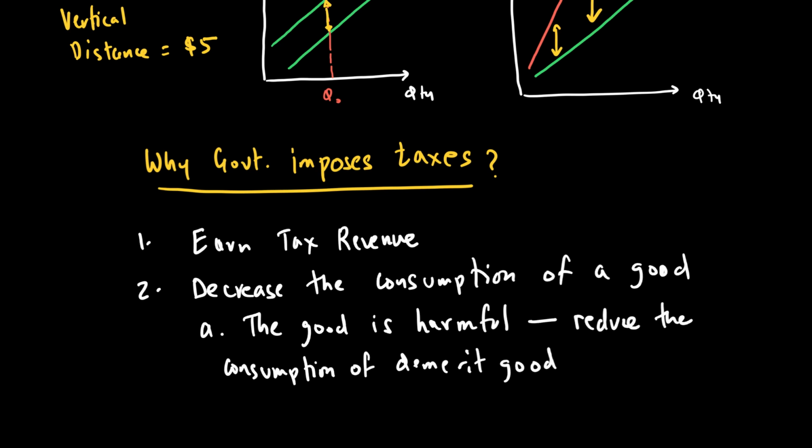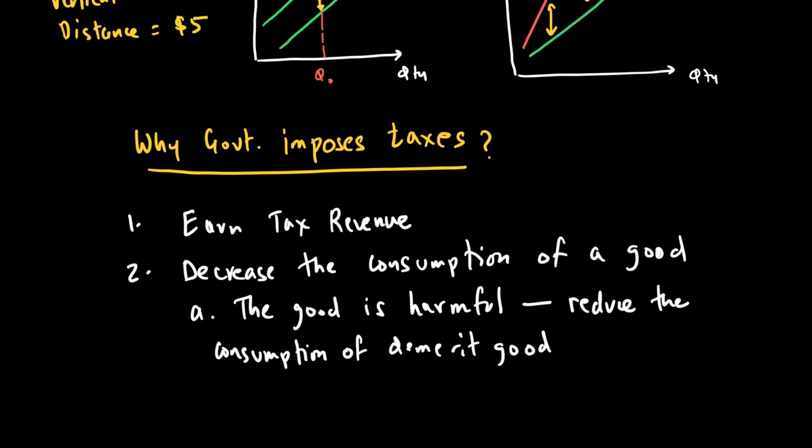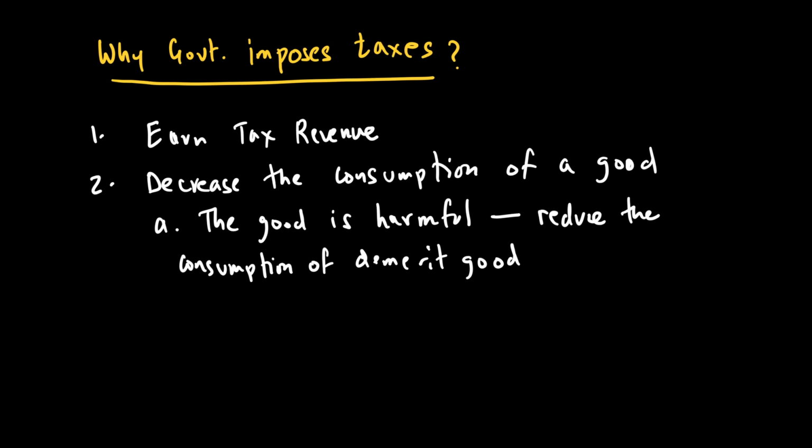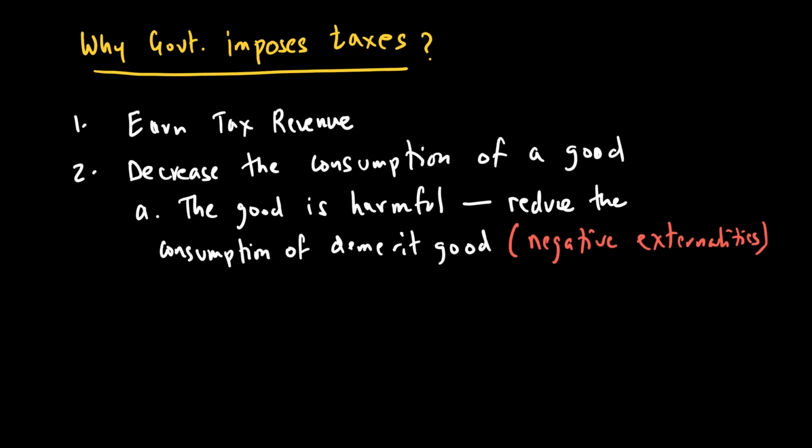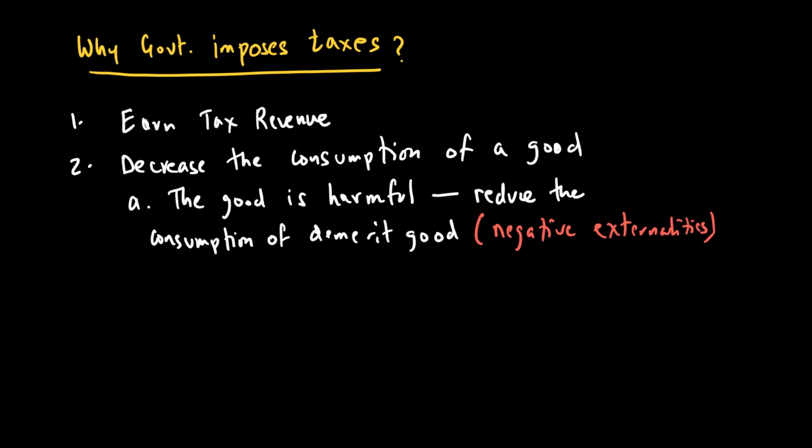There is a whole discussion about demerit goods in a later chapter or video, but a demerit good means a good which is causing what we sometimes call a negative externality, and it is causing harm to the society, and because of this we are putting an indirect tax so that the consumption of this harmful good can be discouraged.